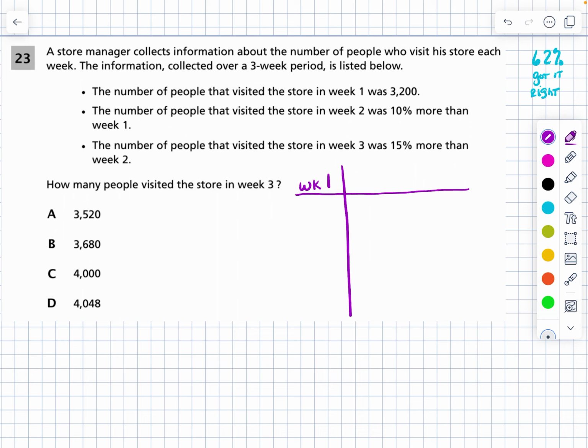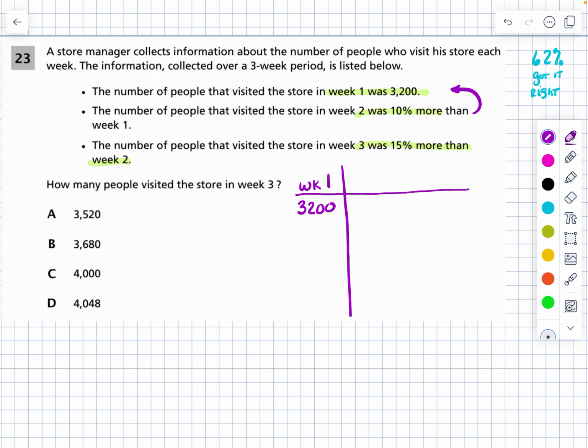So they tell us that in week 1 there were 3,200 visitors. In week 2 there's 10% more, and in week 3 there's 15% more than week 2. So they're expecting us to figure out each of these things. So week 1 they give you the information, 3,200 people. But in week 2 it's 10% more.